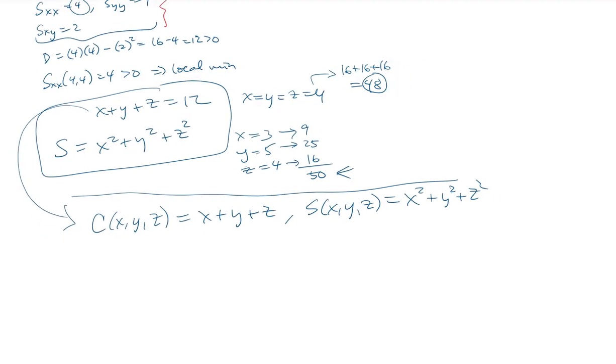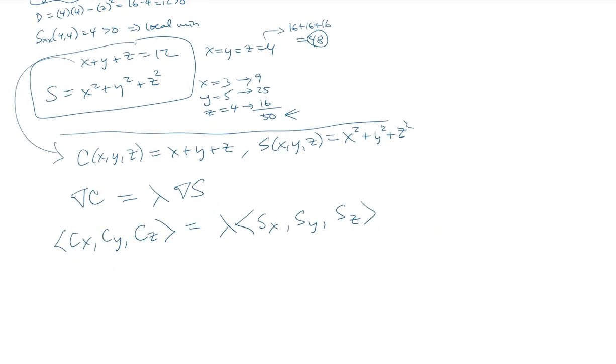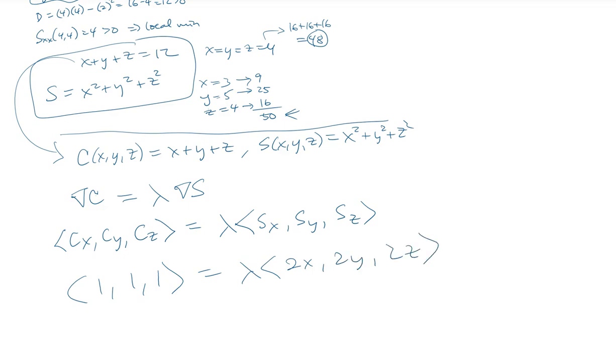So if you take the gradient of C, that's equal to a constant multiple of the gradient of S. So the gradient of C is C sub x, C sub y, C sub z, and then that's lambda times the gradient of S, which is S sub x, S sub y, S sub z, like that. So all the C's give you 1, 1, 1. That's equal to lambda times 2x, 2y, and 2z. So now you set these equal.